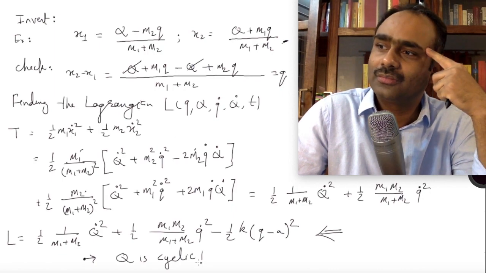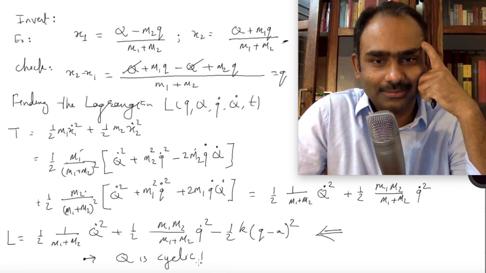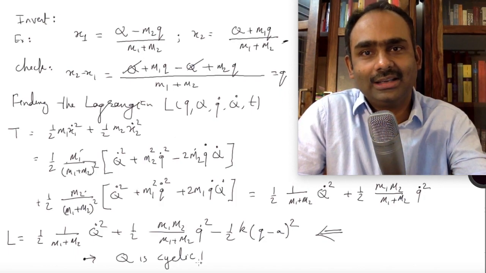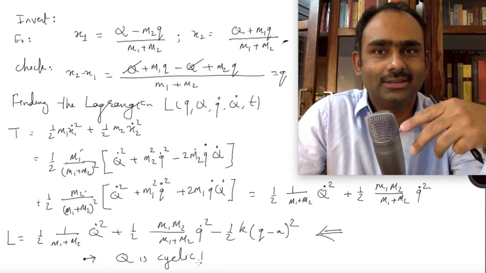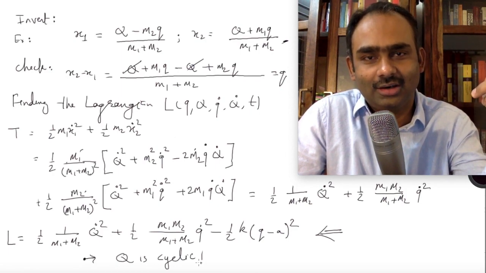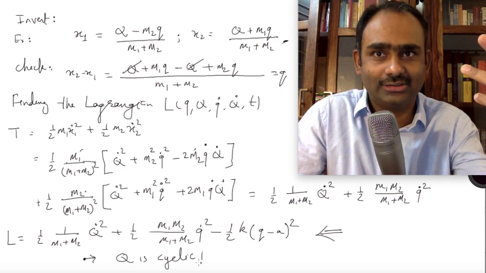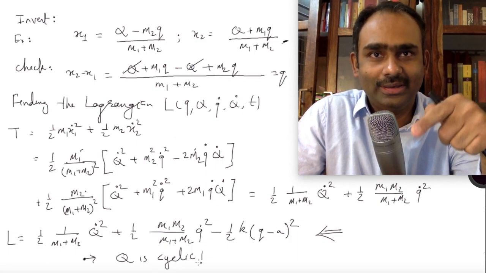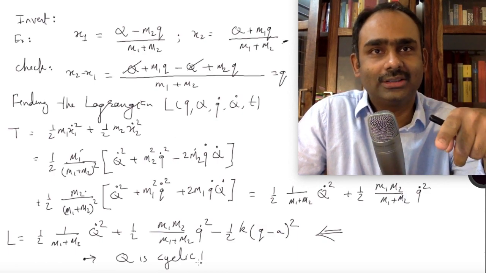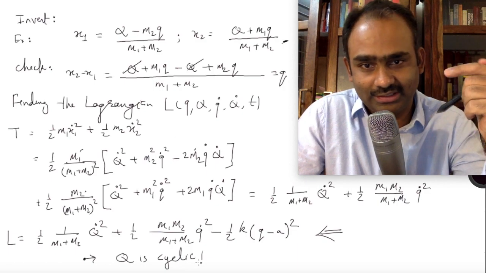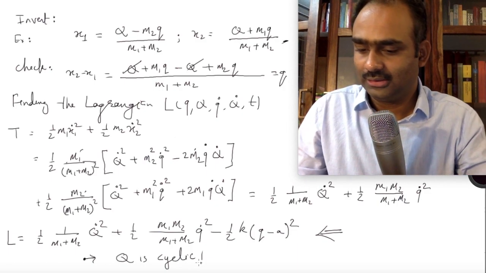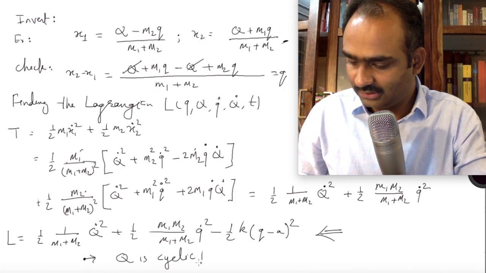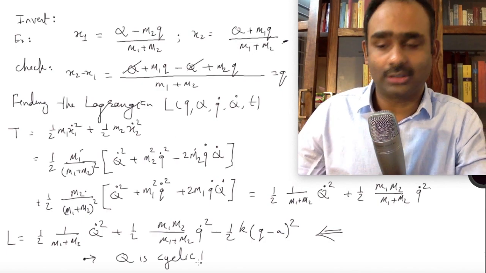You could have worked with the Cartesian coordinates, which was fine, they were independent. But then neither x1 nor x2 is a cyclic coordinate. You could have worked with the difference and the sum of x1 and x2 as the generalized coordinates, and if you do that exercise, you'll find that you don't find any cyclic coordinate there as well. But if you make the choice which I have made now, one of the coordinates is going to turn out to be cyclic, which is the case here. That's very good. That's what is good about our choice of coordinates.